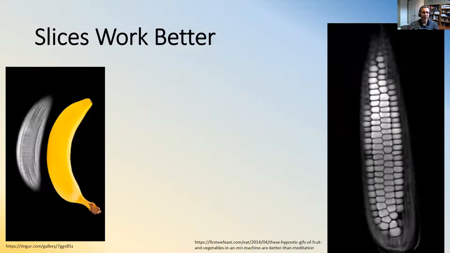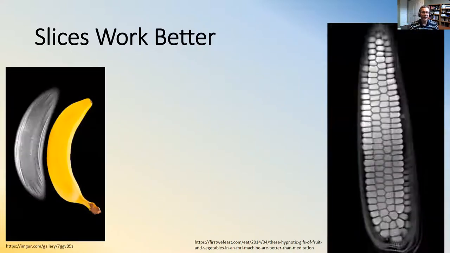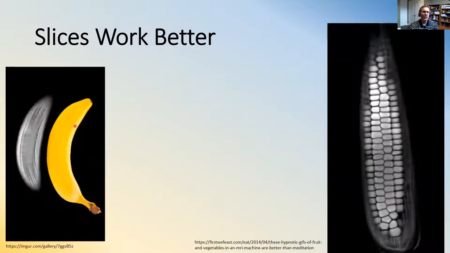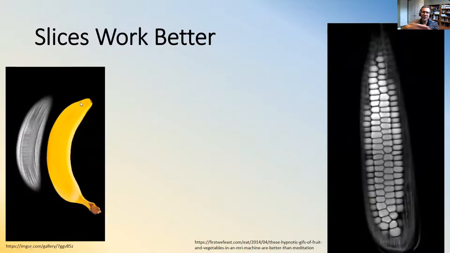Slices just work better. So although we're really generating three-dimensional images, we're really looking at the slices. So you can see here's a kind of picture of this thing. What is that? Clearly a banana. And then here you're just showing the various slices of the banana as the cuts go through that.